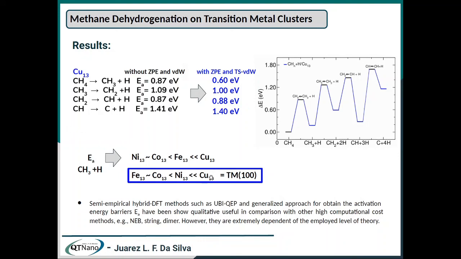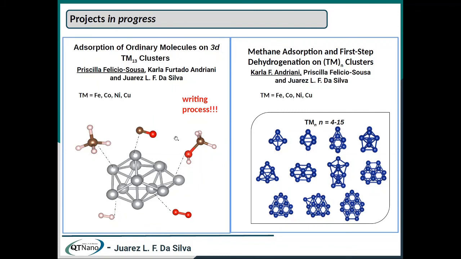One of our other works in progress is to understand the effect of the size of these clusters. So we also study methane dissociation and the first step of hydrogenation on transition metal clusters including sizes from 4 to 15 atoms, and we also try to understand the dissociation of ordinary molecules on this type of cluster, which are common molecules in the syngas process on transition metal nanoclusters.